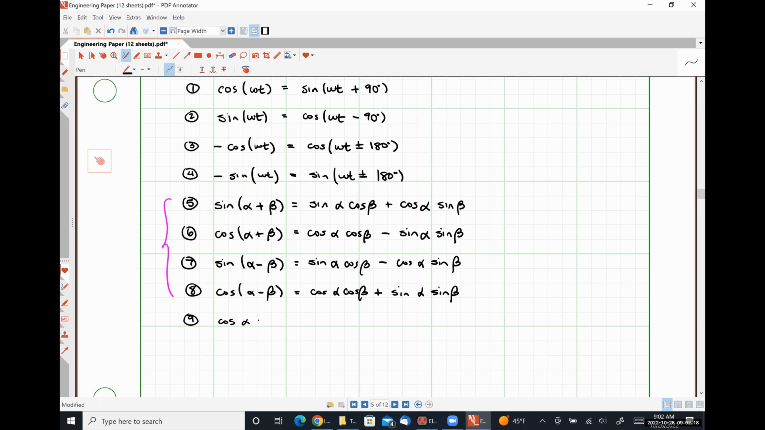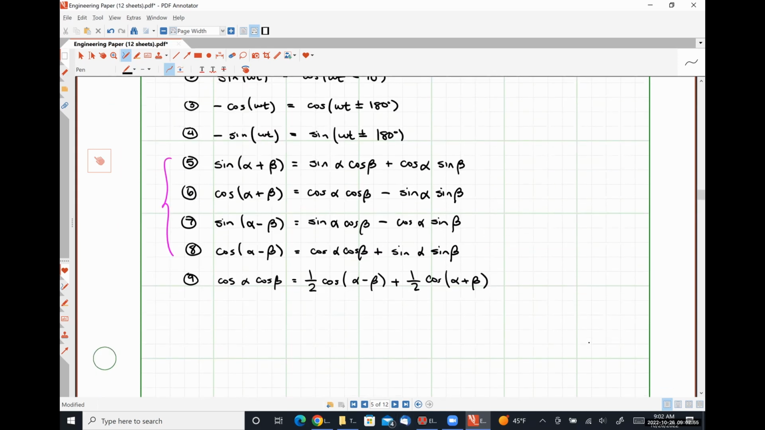Cosine alpha times cosine beta is going to be 1/2 cosine alpha minus beta plus 1/2 cosine alpha plus beta. There are technically other trig identities for cosine times sine, sine times cosine, sine times sine. But since we know how to convert anything to a cosine function, we can just know this single one and use it for every possible combination. So I never bothered to learn the other three.